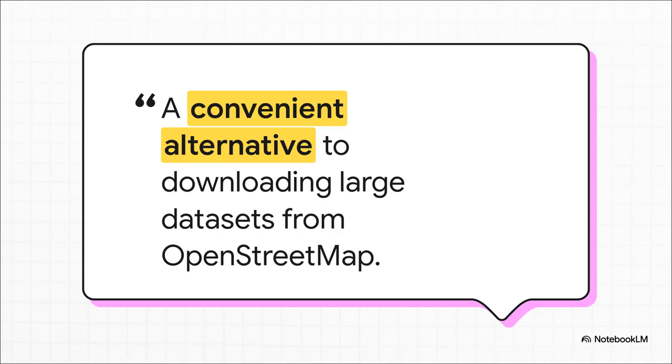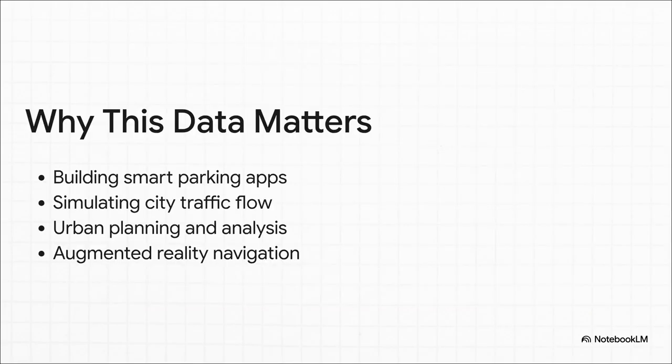So what was the workaround? Well, for a long time, the only real option was to download these enormous city-sized data sets from projects like OpenStreetMap. And sure, it's possible, but it's clunky, it's slow, and it's a huge pain. Developers were desperate for a better way, and they need it for so many cool things. Imagine an app that guides you to a specific open parking spot at the curb, or a city planner who wants to simulate how new bike lanes would affect traffic. Even those augmented reality apps that paint directions onto the real world, they all need to know exactly where the curb is. All these great ideas hinge on this missing data.